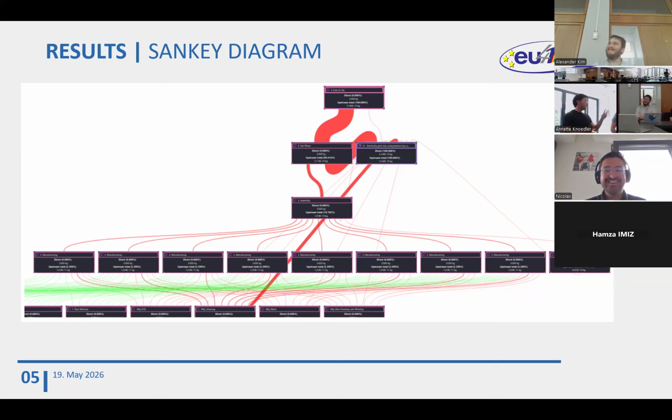But then we found out that this is like creation of energy, let's say. And the red lines represent the CO2 emission or the waste energy. So the bigger the line, the more waste it has. So these red lines that we get, it's because of how we defined the previous stage.